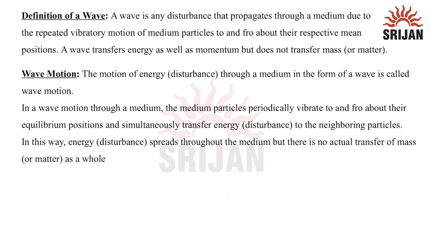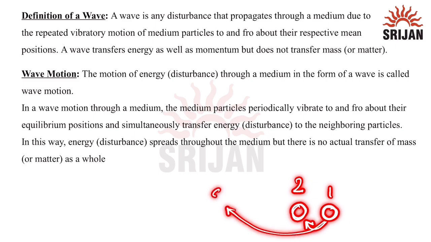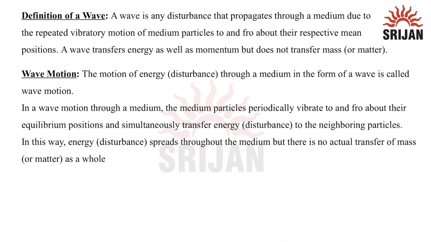Now what is wave motion? So the motion of energy or disturbance through a medium in the form of a wave is called wave motion. Now in a wave motion through a medium, the medium particles periodically vibrate to and fro about their equilibrium position, and simultaneously they transfer energy, that is disturbance, to the neighboring particle. Like this, the first particle was giving its energy or disturbance to the second particle and not directly to our ear. In this way energy or disturbance spreads throughout the medium but there is no actual transfer of mass or matter as a whole.